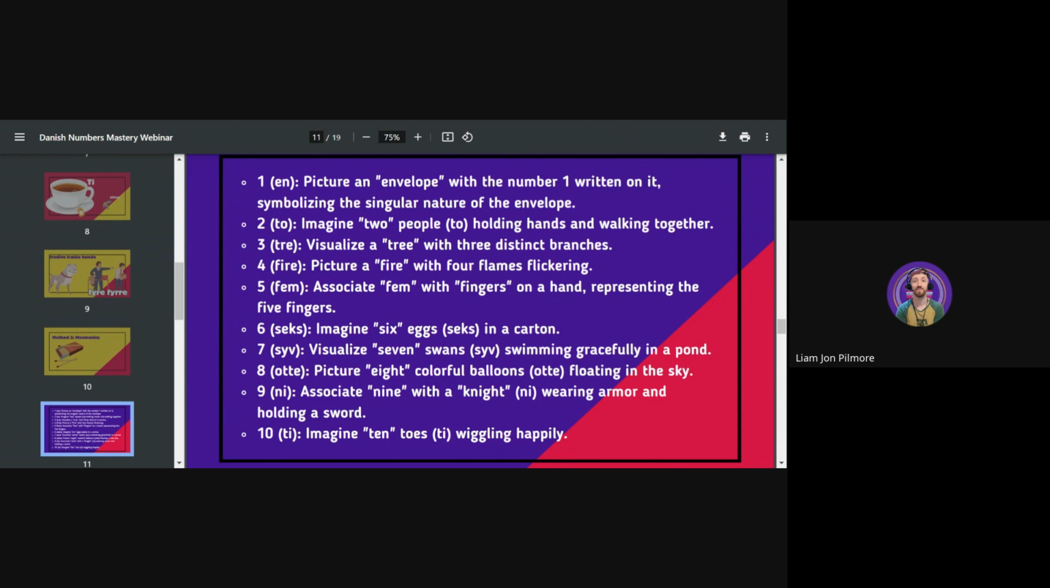6, I have written here 6 eggs in a carton. It was an obvious choice, but sex is also pronounced exactly the same as the word sex. So wherever your mind goes with that, let it go. If it helps you to remember, fine. Sue, swans. I don't know. Whatever works in your mind.